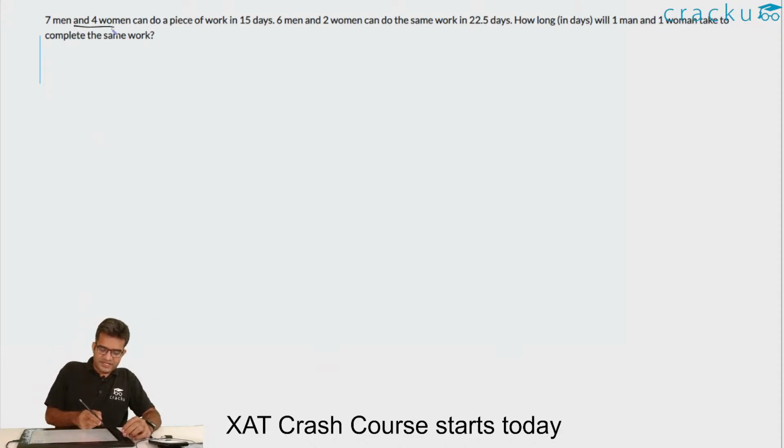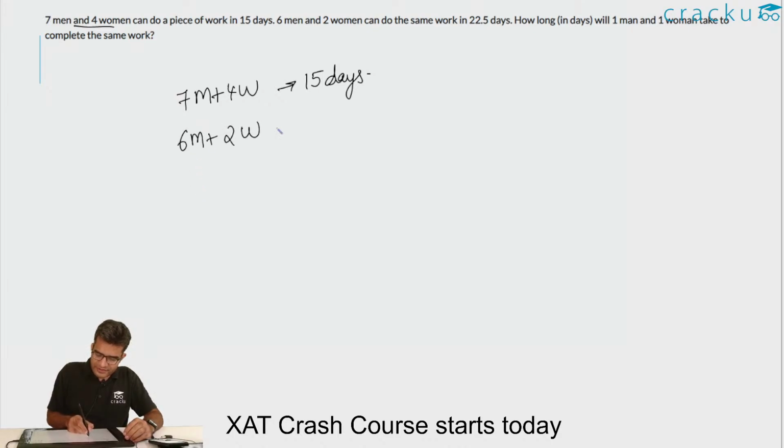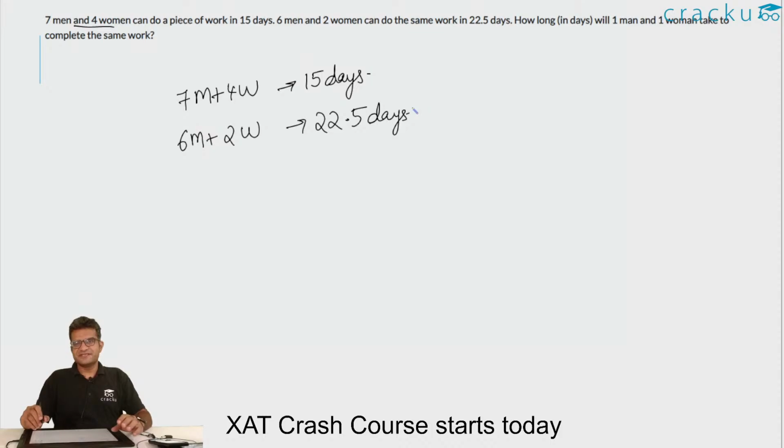In this question, we are told that 7 men and 4 women can do a piece of work in 15 days, while 6 men and 2 women can do the same piece of work in 22.5 days. To make the calculations easy, let us assume that the total amount of work that needs to be done is a multiple of the LCM of 15 and 25. What is the least common multiple of 15 and 25? That will be 45.